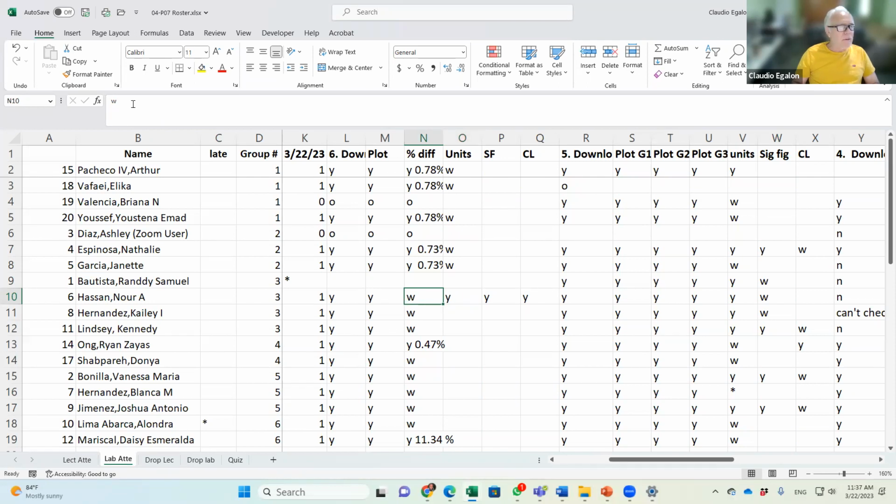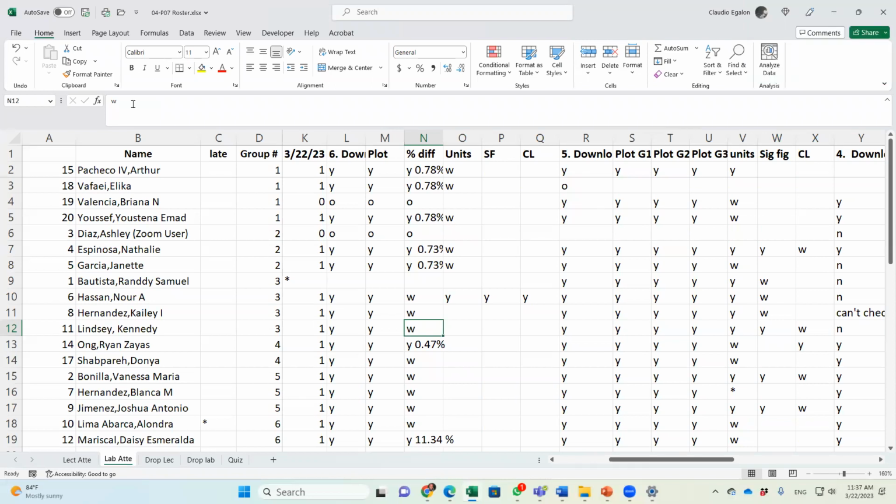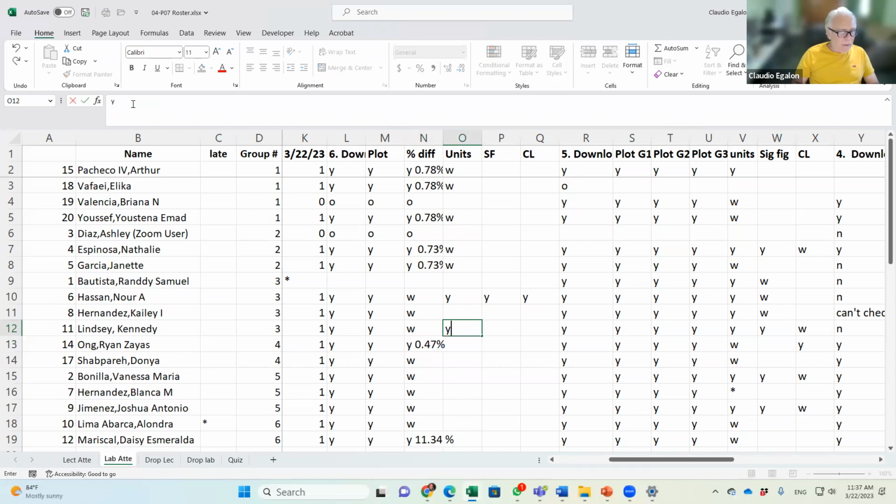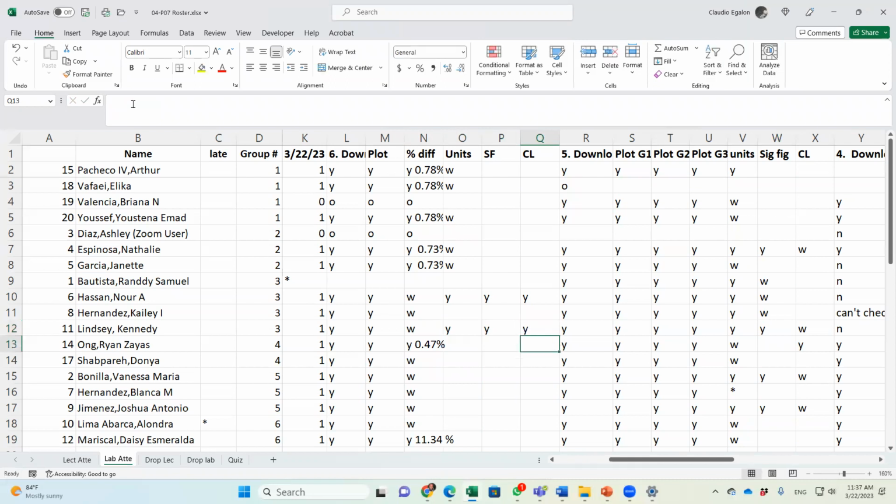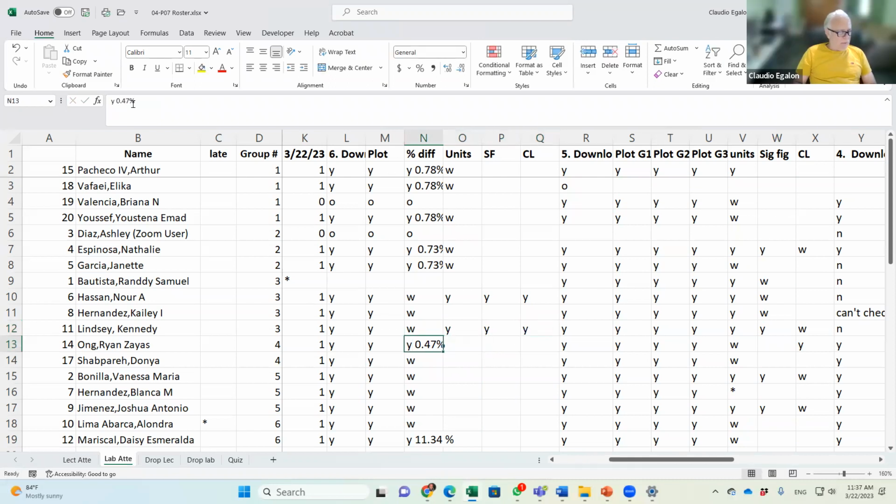Okay, Noor, did you manage to finish the percentage difference? Not yet. Okay, good. Next, Kaylee, did you finish the percentage difference? Not yet. Okay. What about Kennedy? Did you finish the percentage difference? I'm working on it, but I finished the other things instead. Okay. So you did the units, you did the sig figs, right? Confidence level as well, yeah. Okay, good. So let's go for our next one.